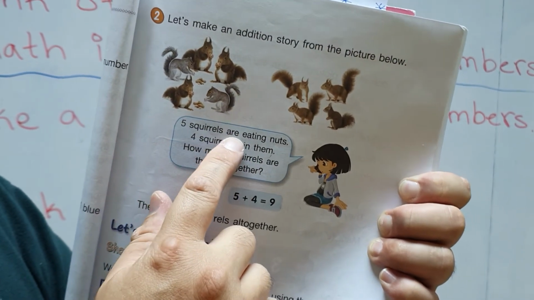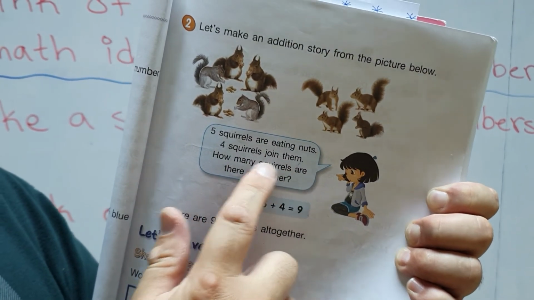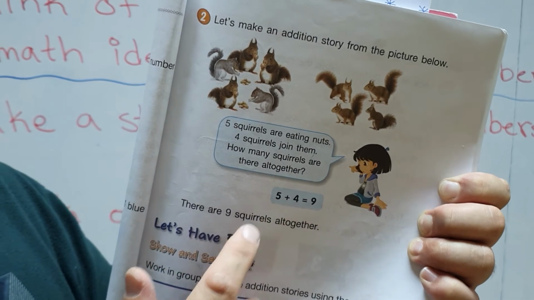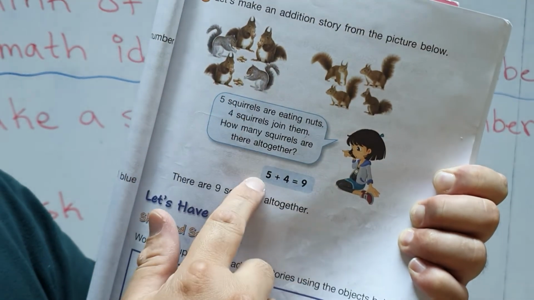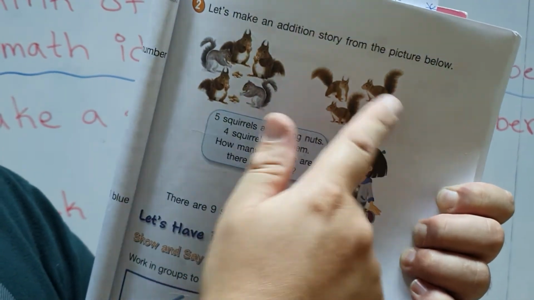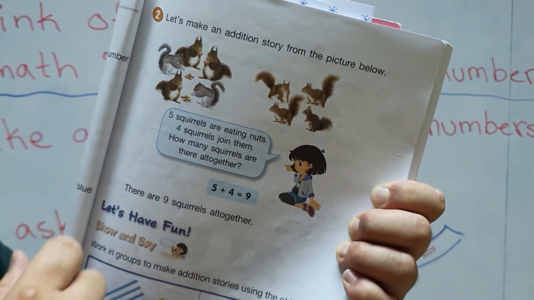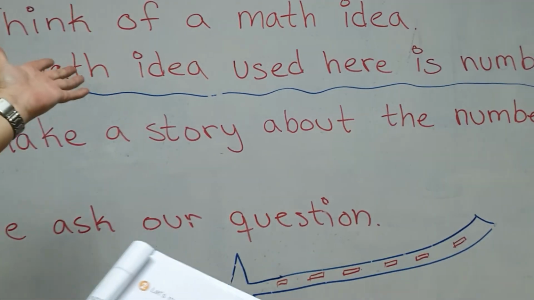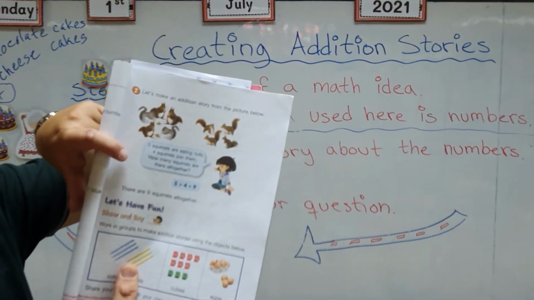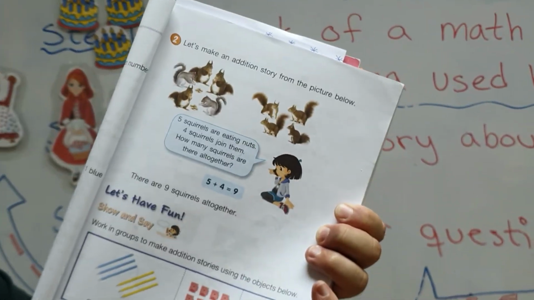5 squirrels are eating nuts. 4 squirrels join them. How many squirrels are there all together? So the number sentence is 5 plus 4 equals 9. So you see, this is also an addition story, same as my story is an addition story, but this is much shorter, but it is also correct.